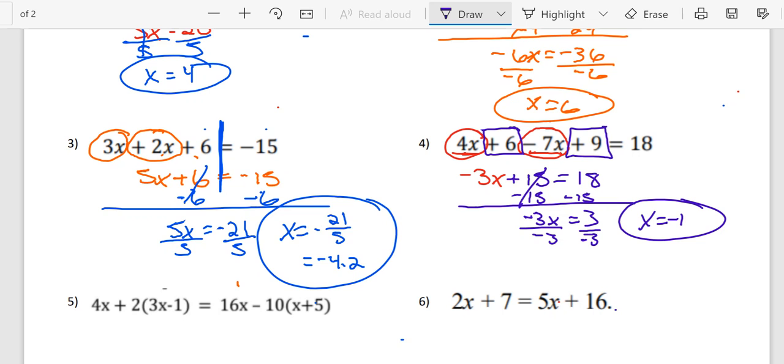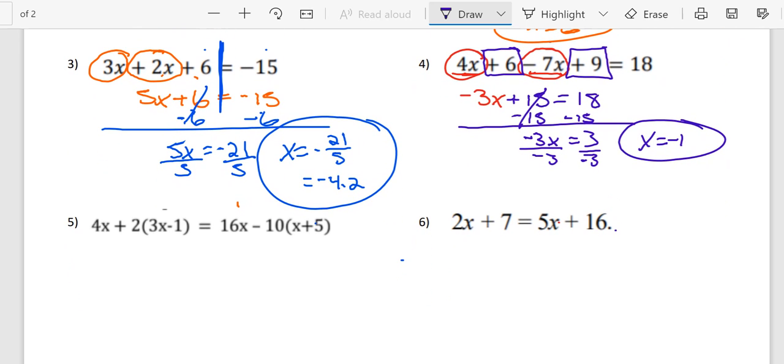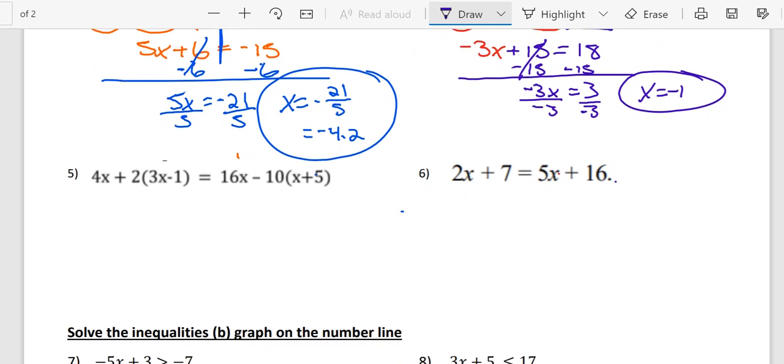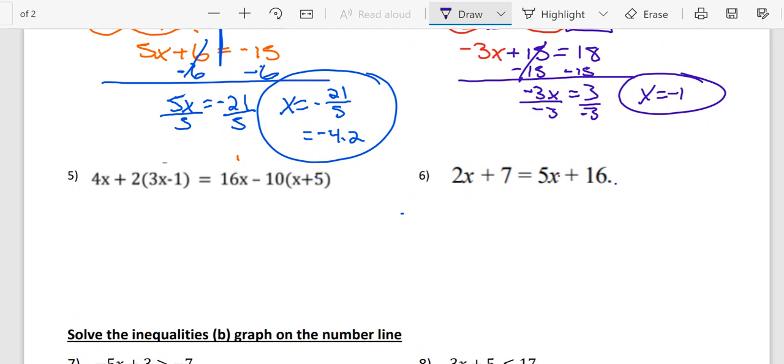All right, moving down. Numbers 6 and 5 both have variables on both sides. So this will be the first one we've looked at like that. I'll do 6 first because 6 is actually a little easier than 5. And then we'll do 5 because 5 has some distributing and variables on both sides. 6 doesn't have both of those things. So for 6, this is the first one where we have variables on both sides.